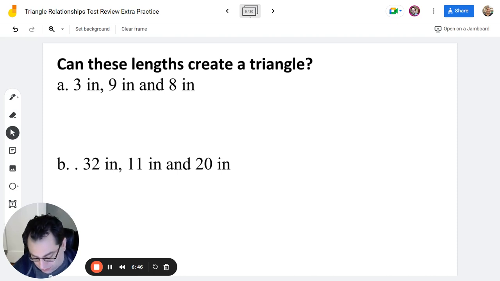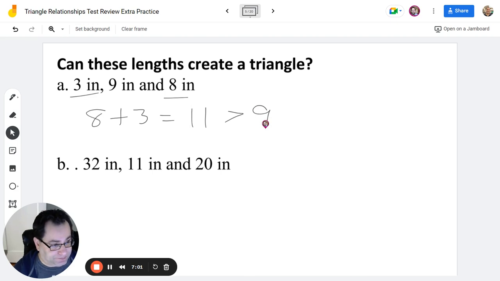So in our first example here, 3 and 8 are the two smallest sides. 8 plus 3 is 11, and 11 is indeed greater than 9. So that's a yes. So that is a triangle.